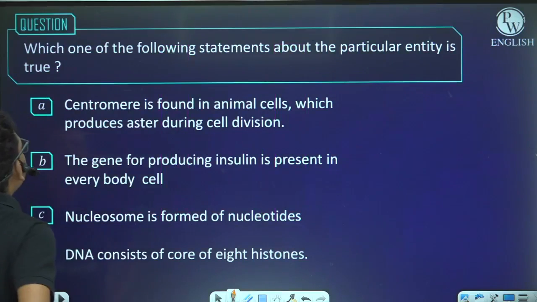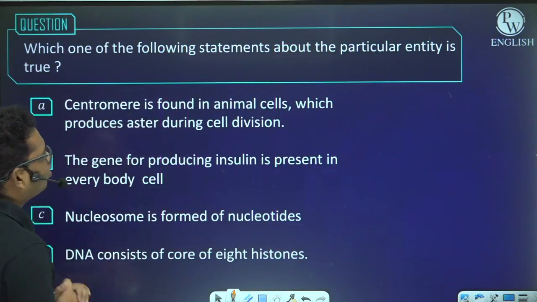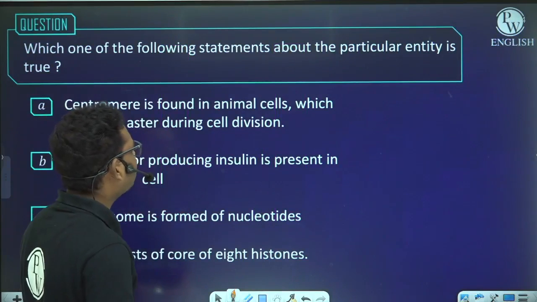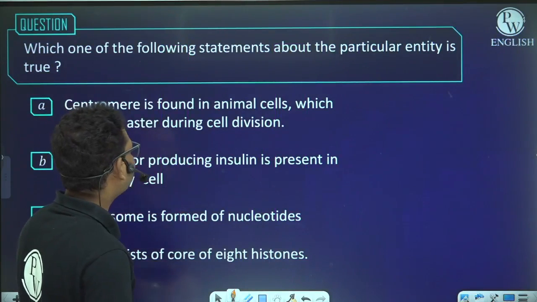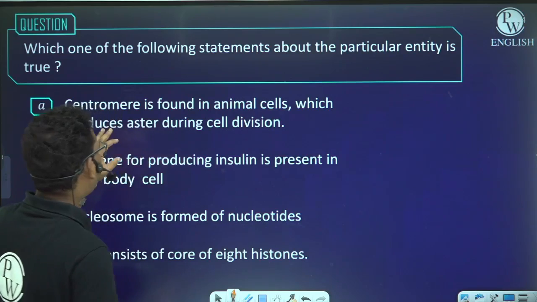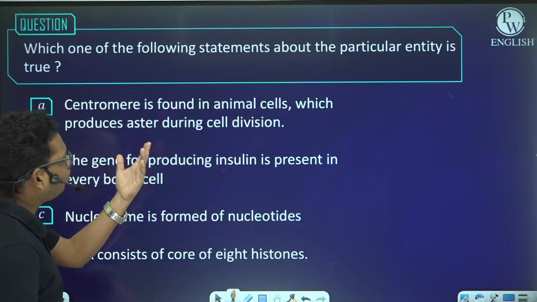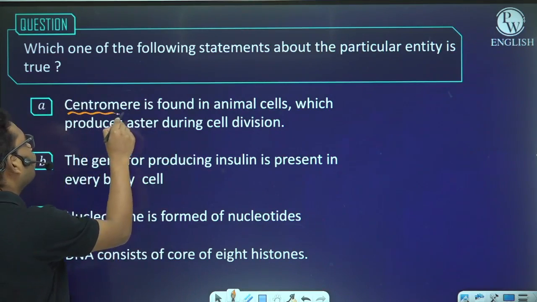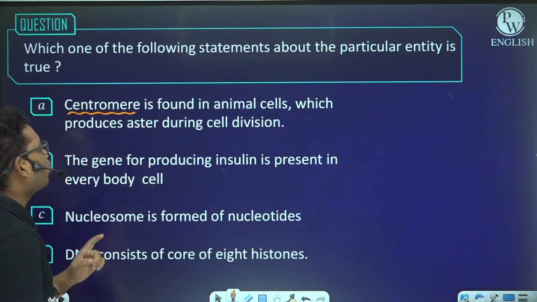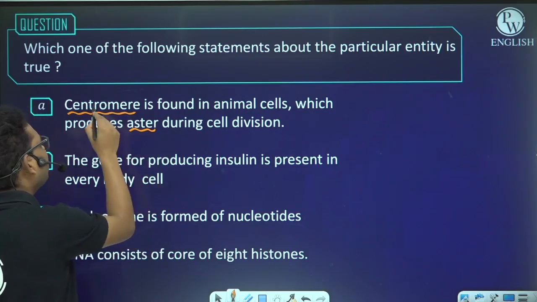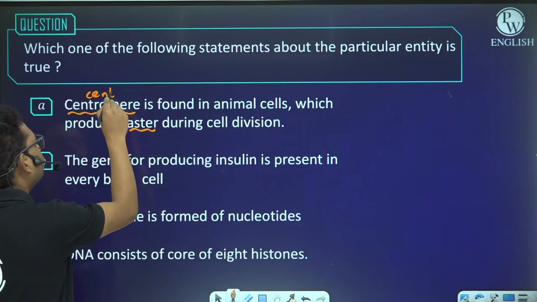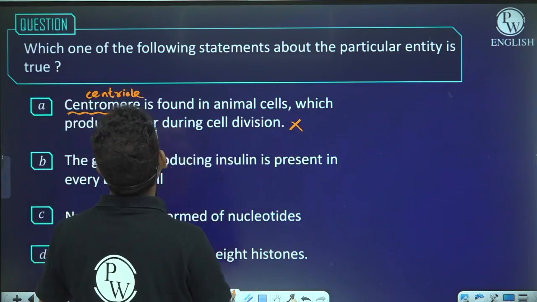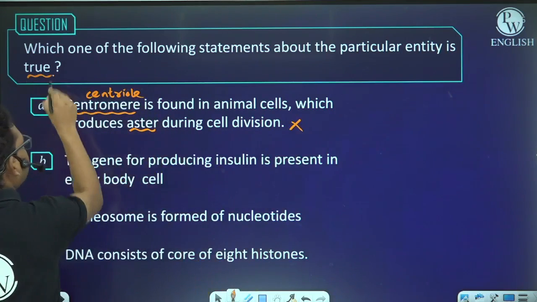Which one of the following statements about the particular entity is true? Centromere is found in animal cell which produces asters during division. Yes, centromere is found in the animal cell, no problem. But centromere is a part of what? This is a part of chromosome, and chromosome does not produce aster. So it should have been centriole. So this is an incorrect statement. We have to find out the true statement, so this is false.